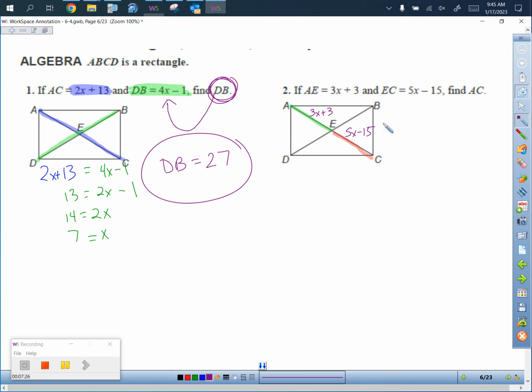Come up with a plan of what you could do to set up an equation to solve for x, or set up a scenario. It may not even be an equation. We will set those equal to each other because the diagonals bisect each other. So 3x plus 3 equals 5x minus 15. All of these are the questions on your test. Some will be proofs, some will not be proofs. But remember, filling out the hierarchy is only one page of the test. Then you have to kind of understand how to do all these other problems.